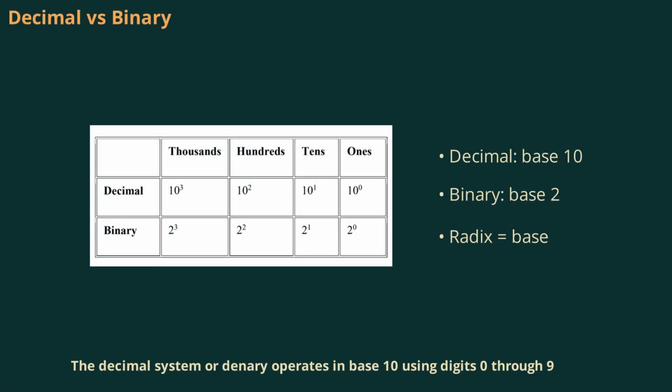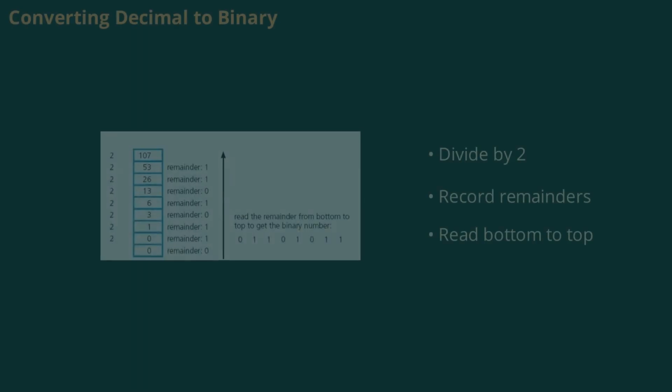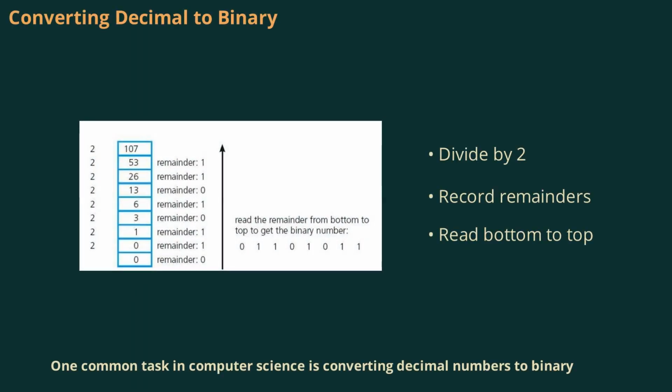The decimal system, or denary, operates in base 10 using digits 0 through 9. In contrast, the binary system uses base 2 with only 0 and 1. The base of a number system is also called the radix. Understanding the difference between these systems is key to converting numbers and performing calculations in computer science. The table shown here compares the two systems side by side, making it easier to see how numbers are represented differently in each.